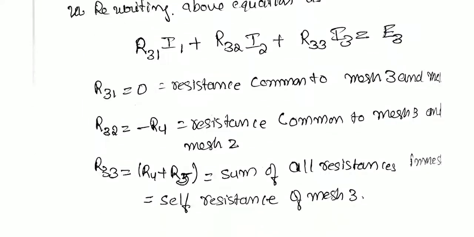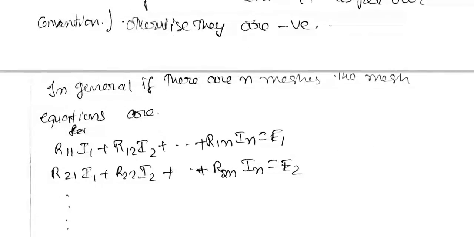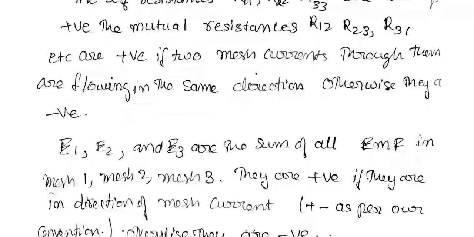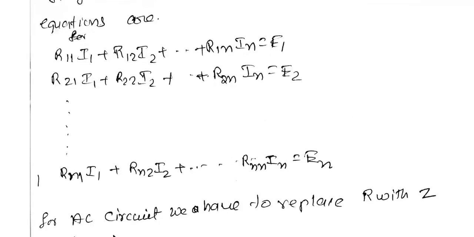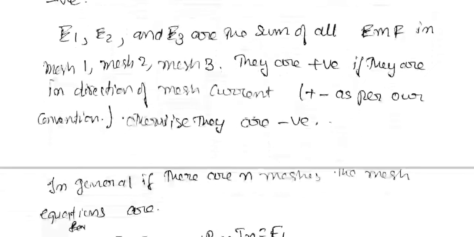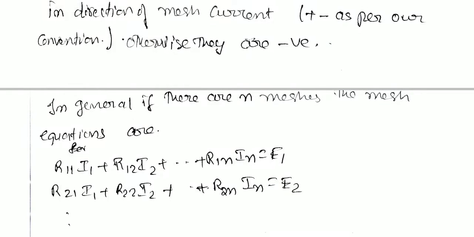So after simplifying these things, it looks like this: R31 into I1 plus R32 into I2 plus R33 into I3, which is equal to E3. Okay. So if there are n number of meshes, the general equation looks like this: r11 into I1 plus r12 into I2 and so on, up to r1n into In, is equal to E1.